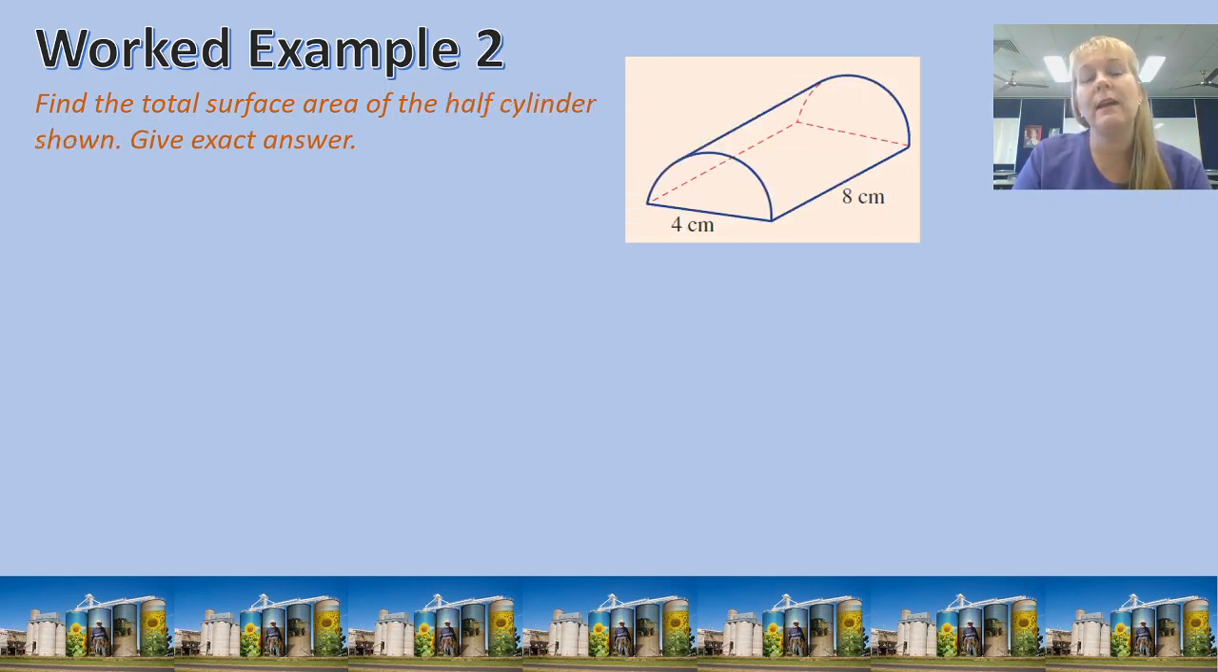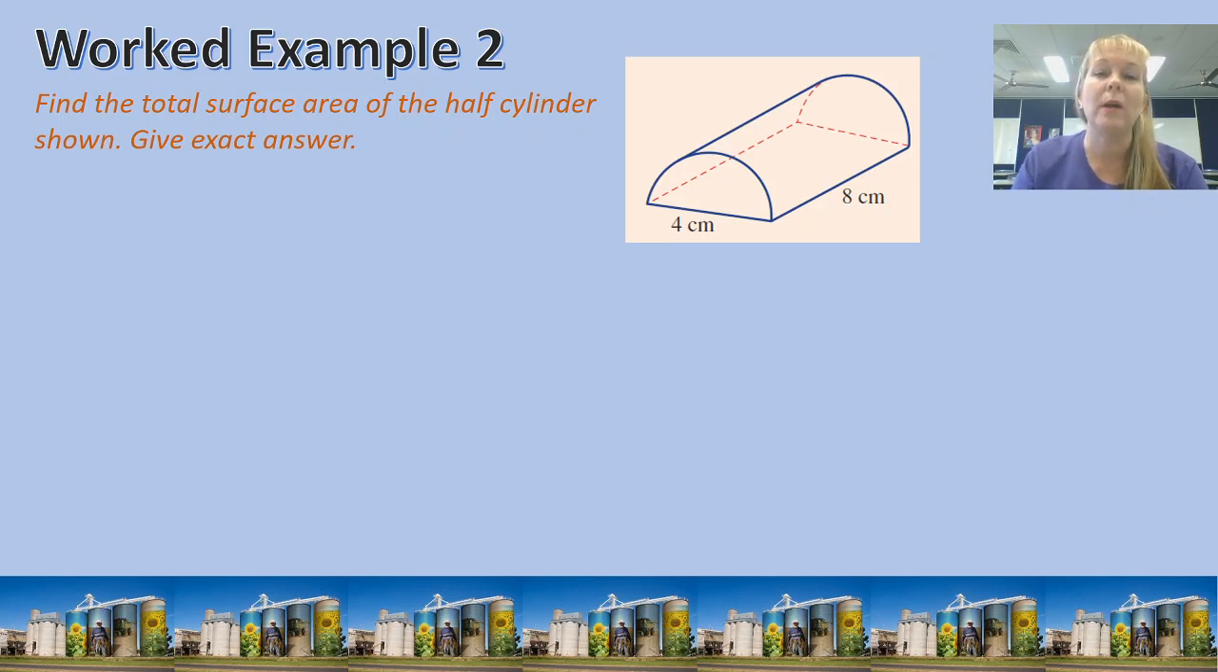Worked example 2 is a half cylinder. So using my formula is not going to work exactly because this time I don't have 2 circles. I've got 2 semicircles. I have half of a curved area and I have a rectangular base that I need to consider in my surface area this time.